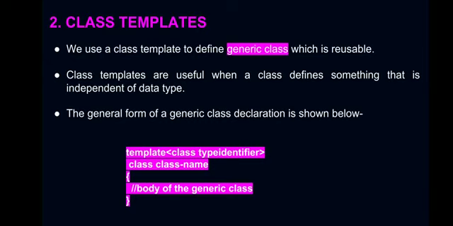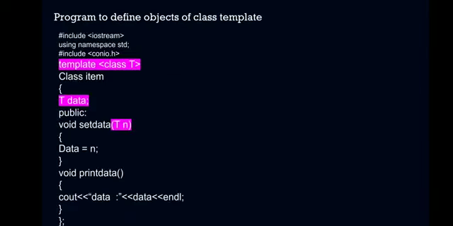This is the general form. Before defining a class, I write a template statement and define the generic data type. In this example, I have defined a template class with the name item. Here T is the generic data type I am passing. So the variable data in the class item is of type T.